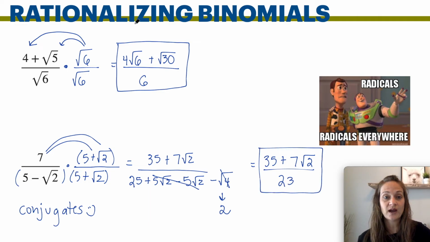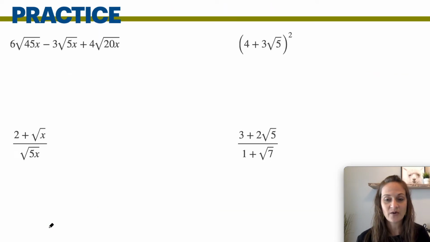And we were able to rationalize the denominator, and we no longer have a square root in the denominator because we used the conjugate. So I would like for you to pause the video at this point, try to work through these problems on your own, and then resume to see the answers.